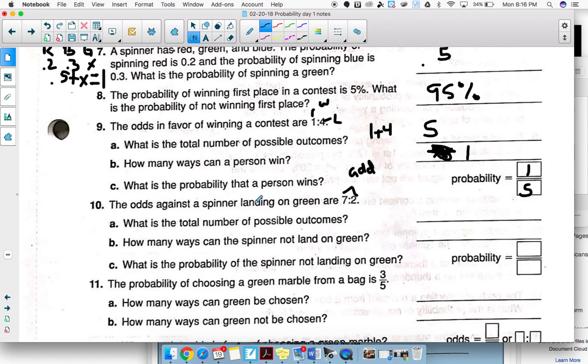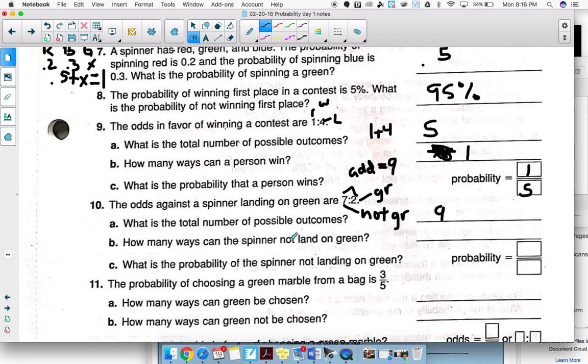The odds against the spinner landing on green. So against it means the first number is not green. So 7 of the spots would not be green, and 2 of them are green. And it looks like the total here is 7 plus 2 is 9. Okay, so the total number of possible outcomes, 7 plus 2 is 9.